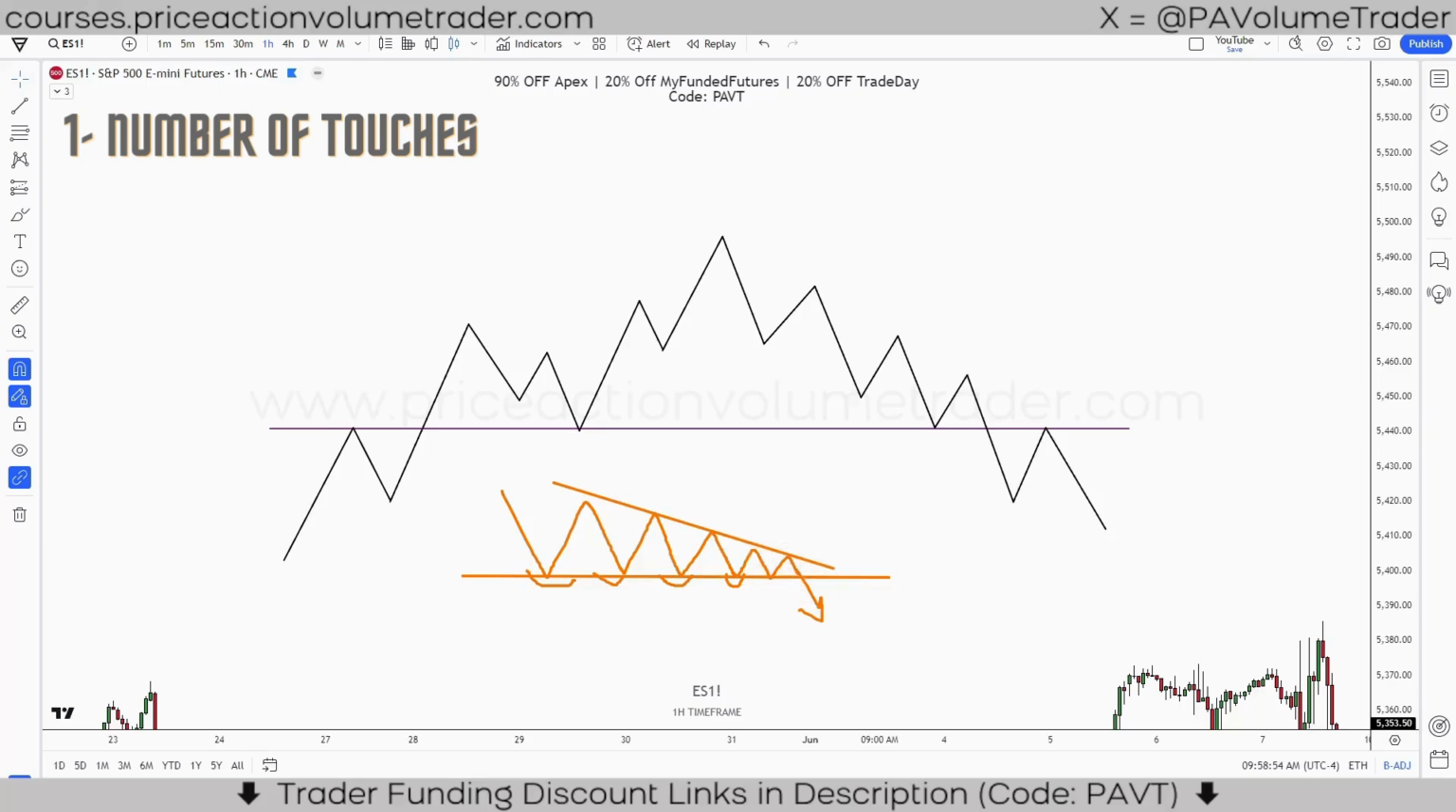And so what I like to see, like we have in here, is I like to zoom out and look historically at how many precise touches a level has from both sides. And the more touches it has with good reactions, then that leads me to believe that this is a strong, significant historical level. And that is definitely something that I want to have on my charts highlighted.